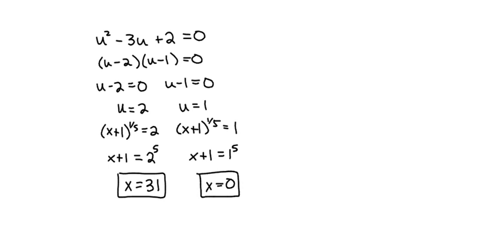Now if you're looking up your answer in the back of the book, they just use set braces. They say {0, 31}, like so. That is not an ordered pair. That's just a way of saying you have two answers. One answer is 0 and the other answer is 31.